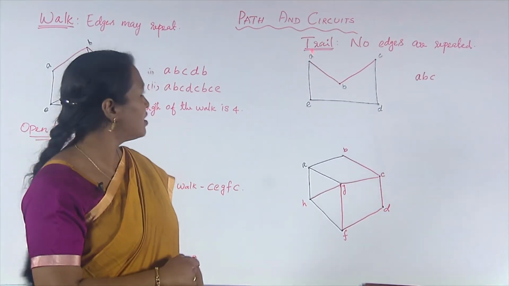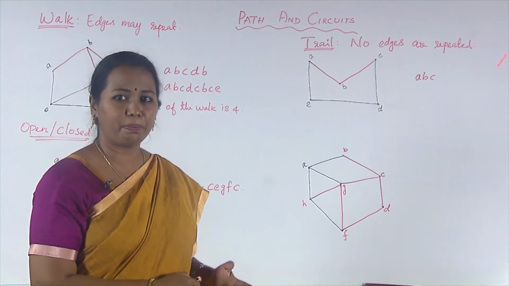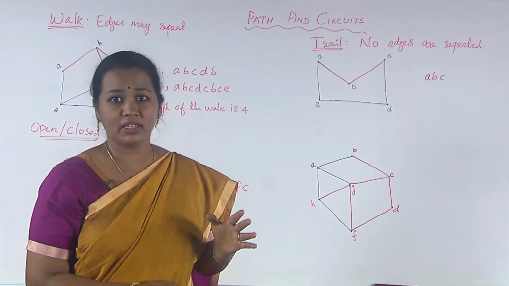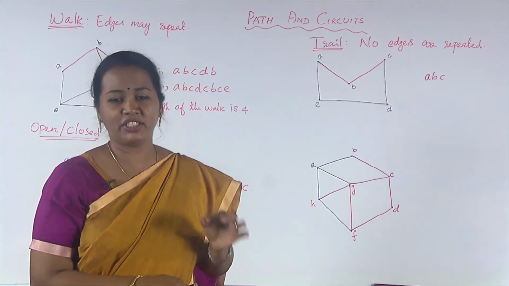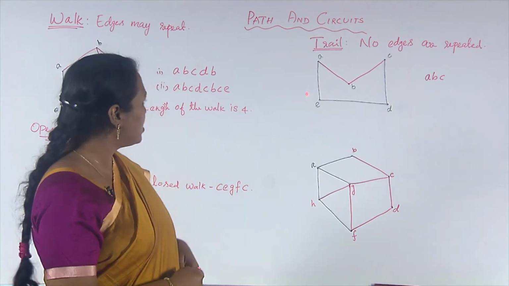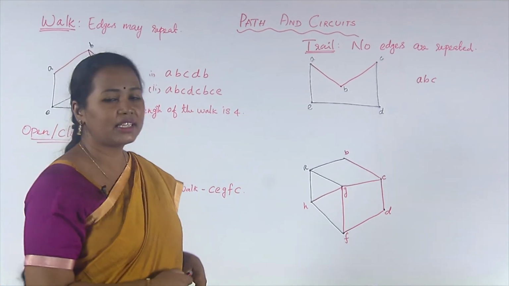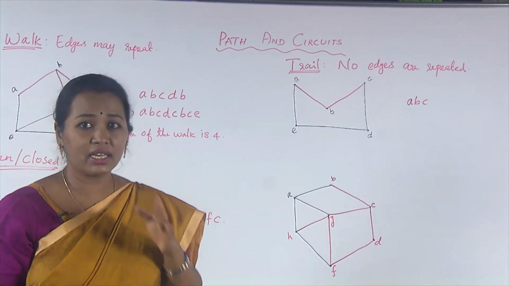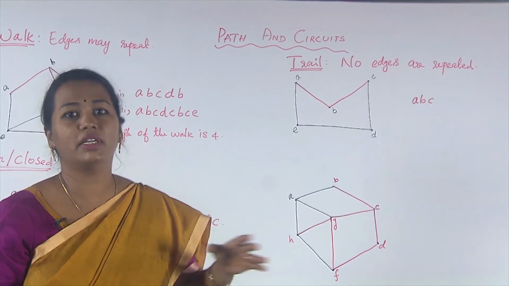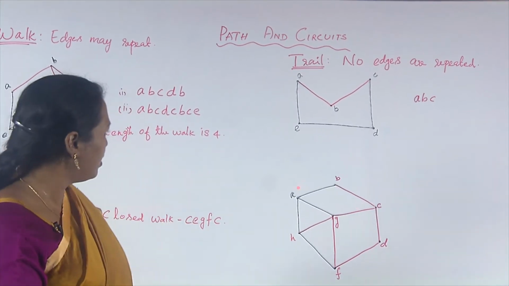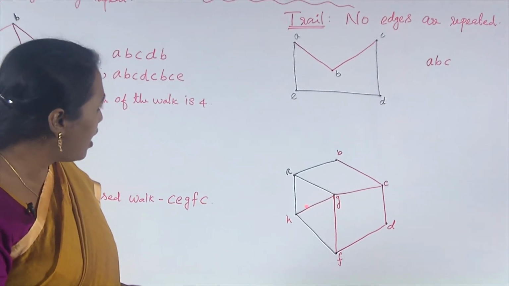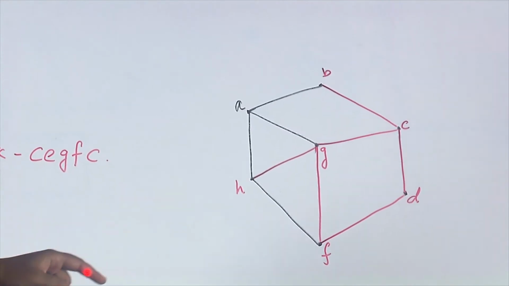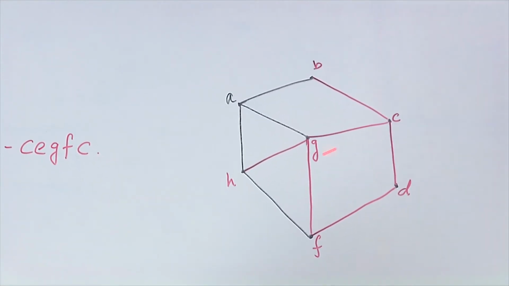You can see that in a trail no edges are repeated. In a walk you can repeat edges as many times as possible, but in a trail you should not repeat an edge even once. So in this graph you can see that A, B, C is an example of a trail. You can see that there is no repetition of any edges, but in certain graphs sometimes you cannot form a trail. Let us see this example. There is a trail here. No matter how much you try to draw a trail, you cannot form a trail in this highlighted part, I mean the red highlighted part.